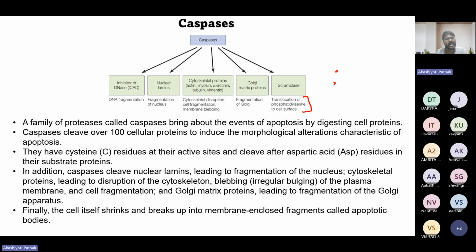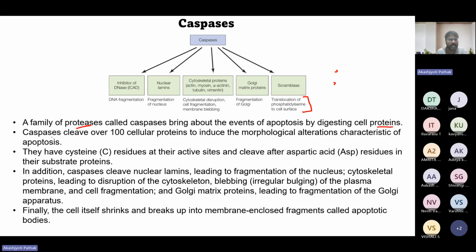so what are basically caspases? They are a family of proteases which bring about the events of apoptosis by digesting the cell proteins. Proteases. So what are proteases? They will digest the proteins. So those are called proteases. DNases are what? They'll digest the DNA. So caspases are basically proteases.